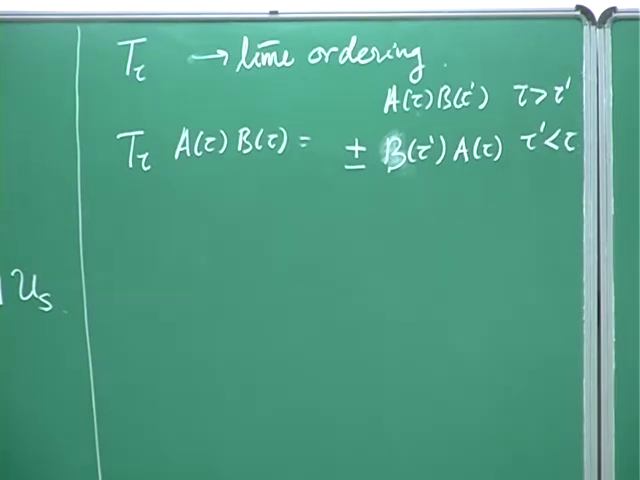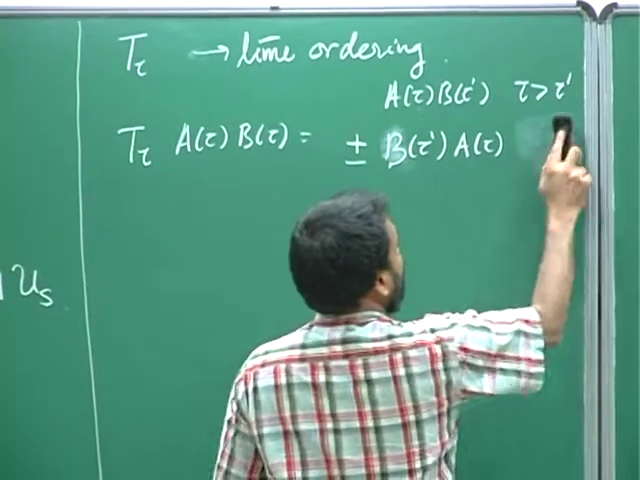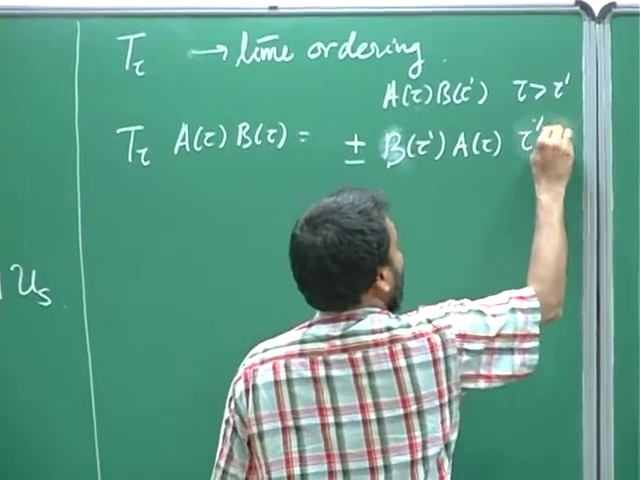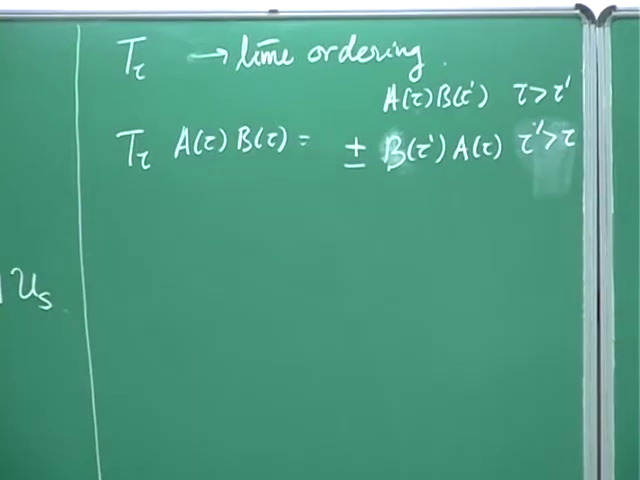Sorry? Tau is real to start with, yeah. Tau is real. Sorry? Oh, yeah, tau is less than tau prime. Okay, I will write it like this. Okay, so that is the definition.